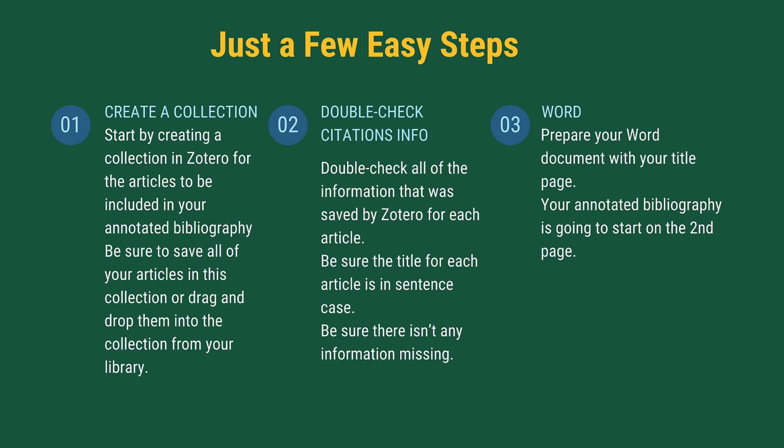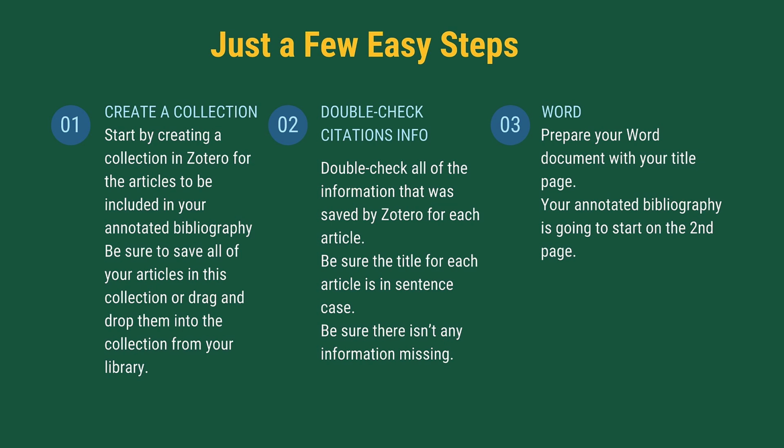Start by creating a collection in Zotero for the articles that will be included in your annotated bibliography. Be sure to save all of your articles in this collection or drag and drop them into the collection from your library. Second, double check the information that has been saved for all of your articles by Zotero.